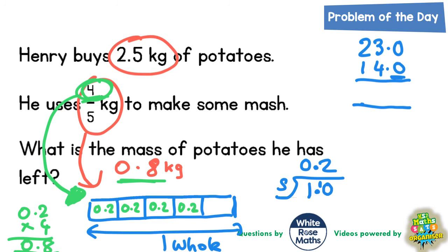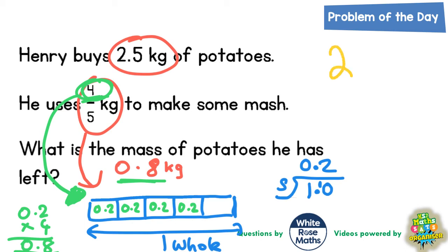So all we need to do now is subtract that 0.8 kilograms from the original 2.5 kilograms that he has bought. So it's going to be a subtraction. So it's going to be 2.5 kilograms subtract 0.8 kilograms. Make sure you get your decimal points lined up. Then let's work it out.